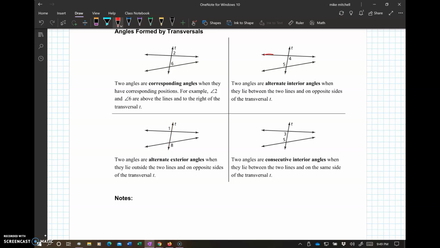Alternate interior, again, here's our two lines. Those two angles are on the interior. They're on the inside. They're on different sides of the transversal. 4 is on this side. 5 is on this side. That's alternate interior. Again, it wouldn't be this angle right here because that would make 4 and 5 a linear pair. Consecutive interior angles, I think I forgot to explain this one earlier. This is 3 and 5. They're interior, they're between your two lines. They're on the same side.